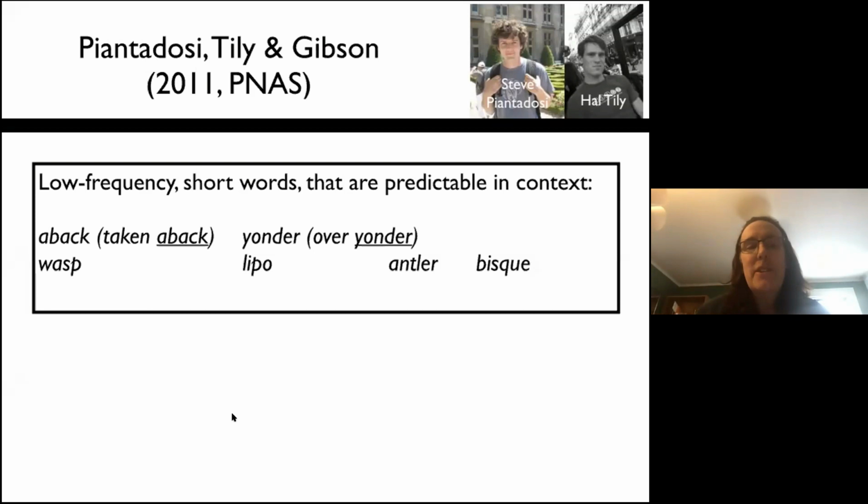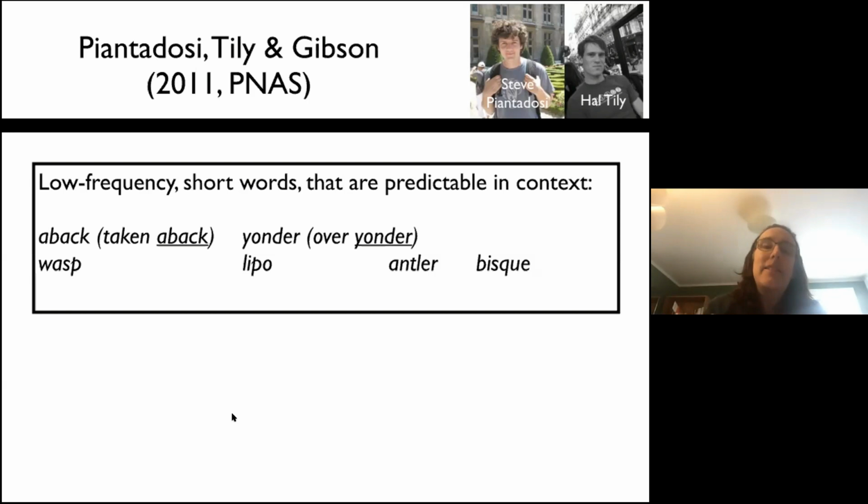And so the idea is, when do you say aback? Aback only occurs after some form of take. It's like, I was taken aback. I don't even know if you can say it after any other form of take, frankly. It seems always passive as well. And then yonder almost always occurs after some preposition, like over yonder. So there's some combination there such that the word yonder and the word aback are very predictable from some other words in the context, and so you can make them shorter because you don't have to say so much.